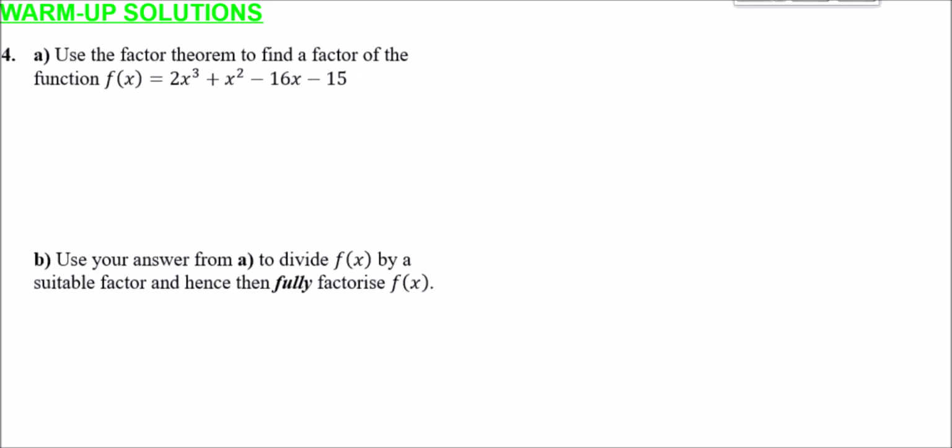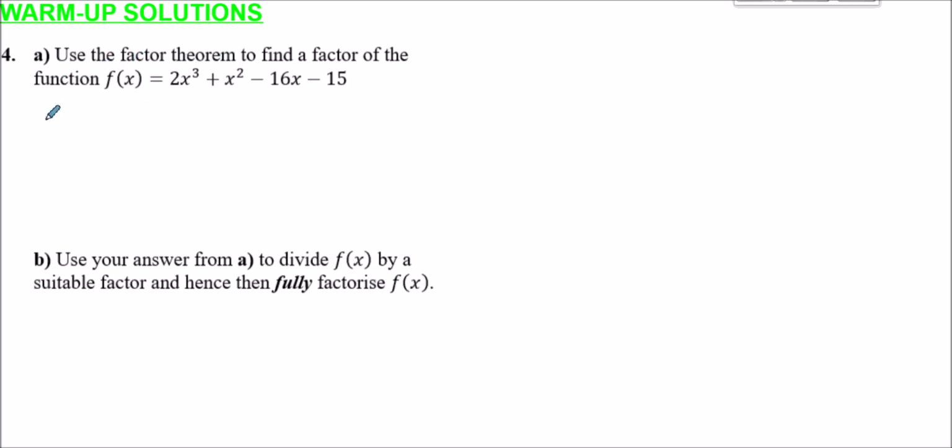Lastly, question 4. Use the factor theorem to find a factor of the function f of x equals 2x cubed plus x squared minus 16x minus 15. So the factor theorem tells us if we can find a root of a function, then a factor of it will be x minus that particular root. So we're just going to hunt now for an actual root of what f of x could be.